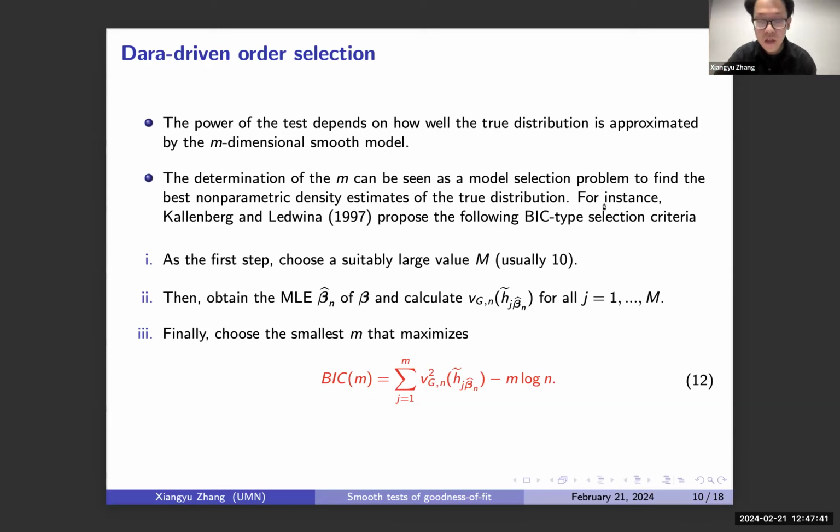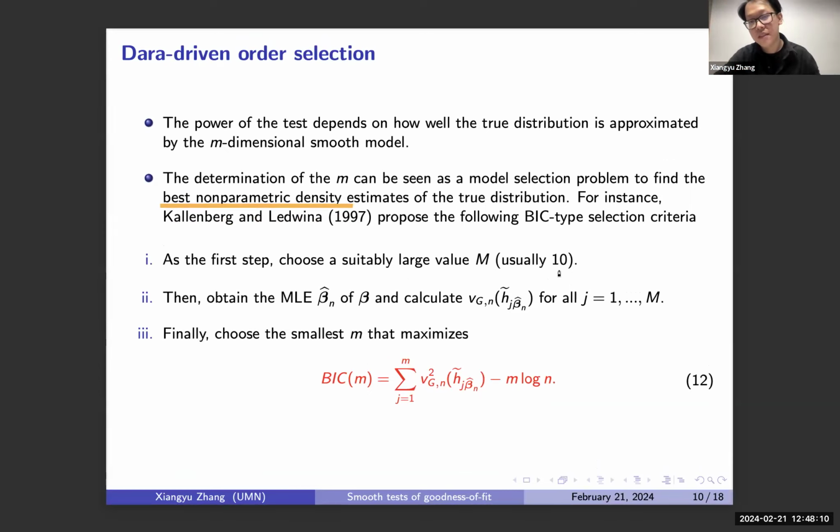For instance, Kallenberg and Ledwina, in this paper in 1997, minimize the so-called integrated mean square error. That's one criterion for the best non-parametric density estimates. And they propose the following BIC type of criterion. Specifically, what they do is first choose a large enough value as an upper bound of its order.